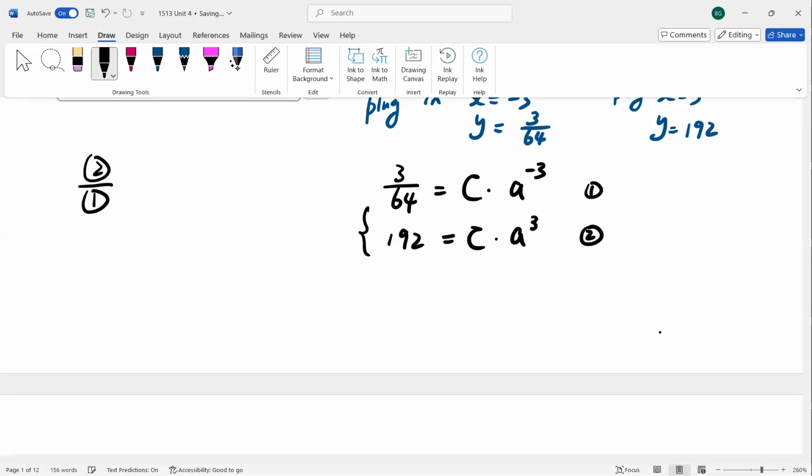Let's see what happened on the left side. If I use 2 over 1, I would have 192 divided by 3/64. And I can keep, change, flip, right? And I would have 192 times 64 and there's 3 on the bottom.